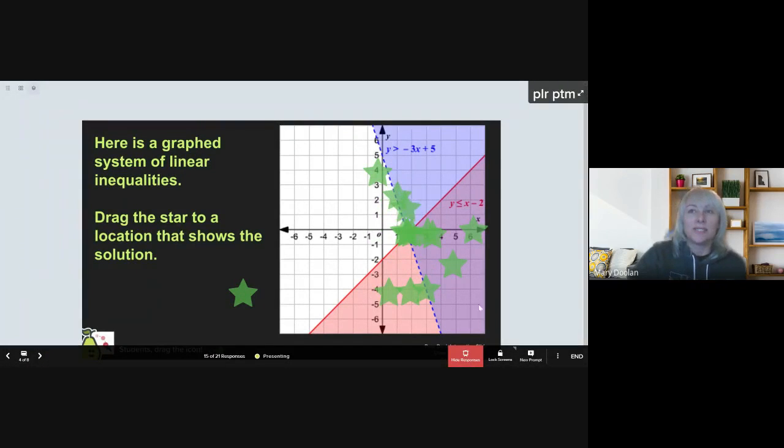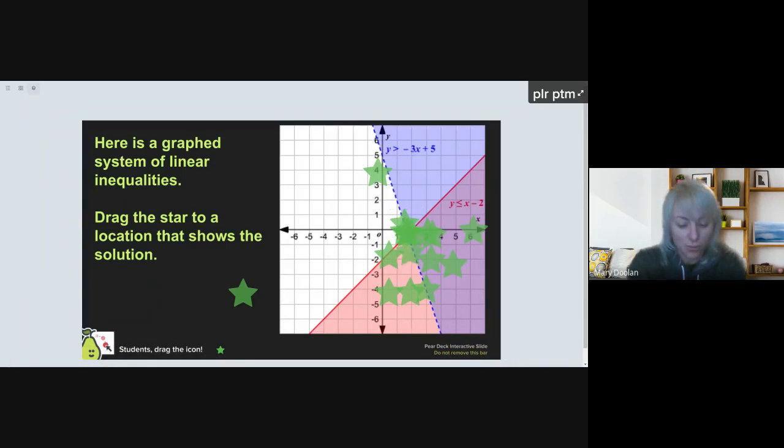Okay, so this is interesting. I'm noticing you guys are doing something that I taught you when we solved a system of linear equations. When we solved the system of linear equations through graphing, we knew the point of intersection where those two lines met. That was the one solution. Now in this case, because the star is kind of big, I need the entire star to be contained within the solution area.